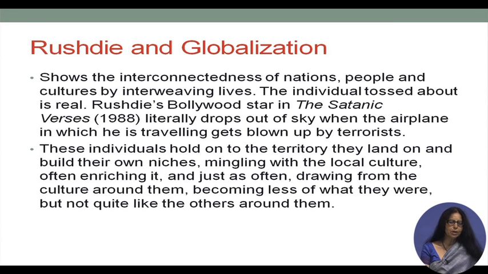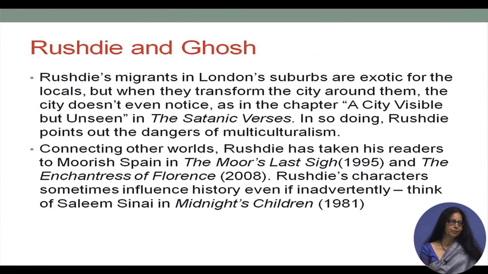These individuals hold on to the territory they land on and build their own niches, mingling with the local culture, often enriching it, and just as often drawing from the culture around them, becoming less of what they were, but not quite like the others around them. And now I connect Rushdie to Ghosh. Like Rushdie's migrants in London suburbs, who are exotic for the locals, but when they transform the city around them, the city doesn't even notice, as in the chapter A City Visible but Unseen in the Satanic Verses. In so doing, Rushdie points out the dangers of multiculturalism.